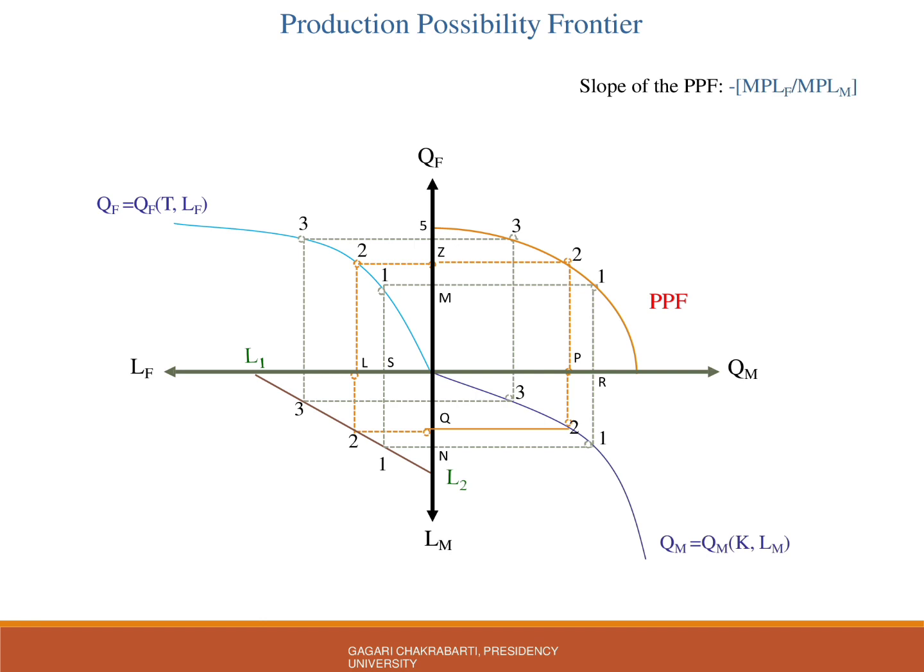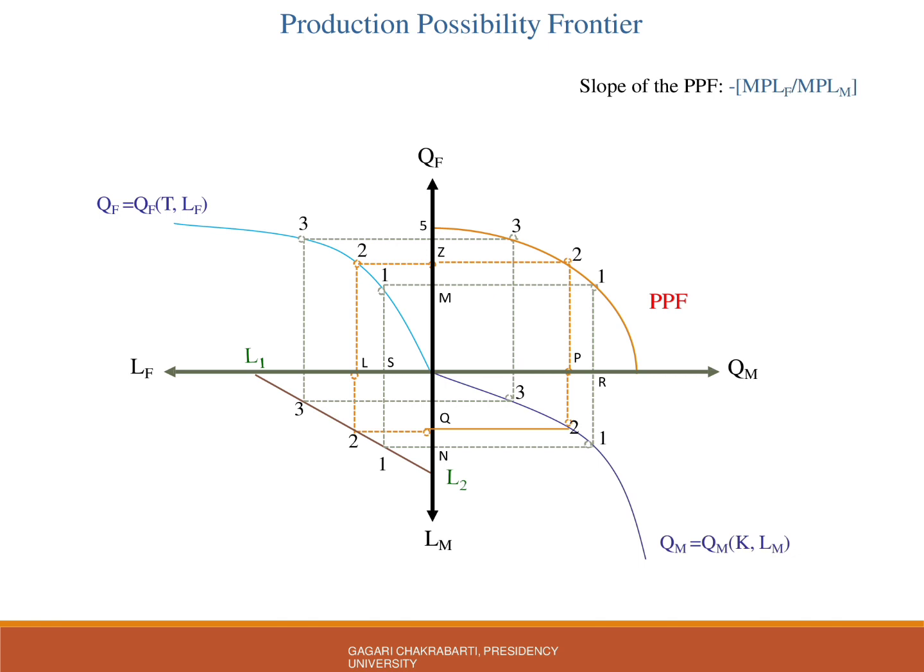So therefore, following the same exercise, we can find out another point like 3 and many other points on the QM QF quadrant. So if we join all those points with the two extreme points, then we get a PPF which is concave to the origin. So the PPF in the specific factor model is similar to the PPF that we derived under the Heckscher-Ohlin model. However, the underlying assumptions of the two models are quite different.